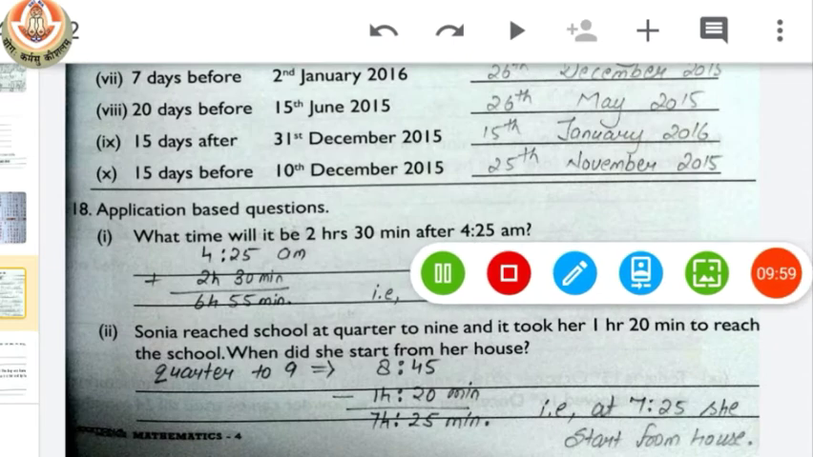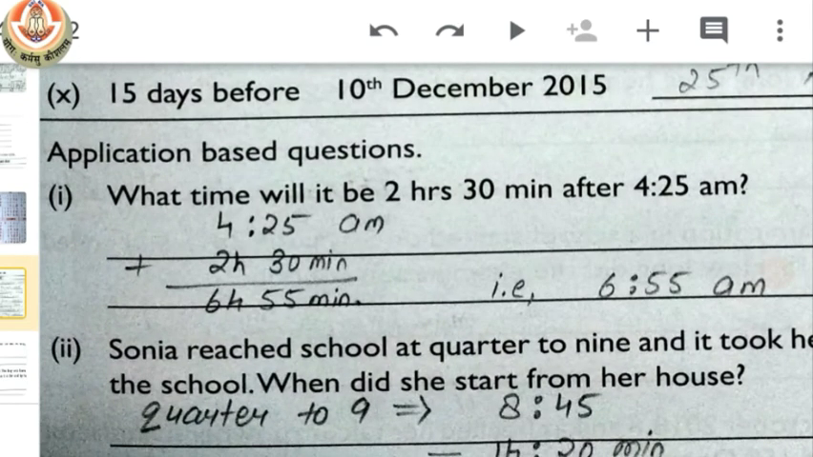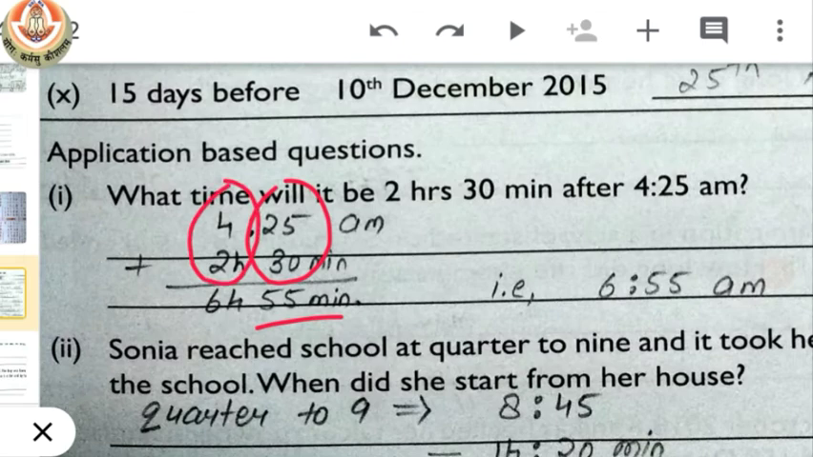So you can see here the first part is what time will it be 2 hours 30 minutes after 4:25 a.m. So what we have to do is just add 2 hours 30 minutes to 4:25 a.m. When we add 30 minutes to 25 minutes, we get 55 minutes, and 2 hours added to 4 gives 6 hours. That means the time will be 6:55 a.m.